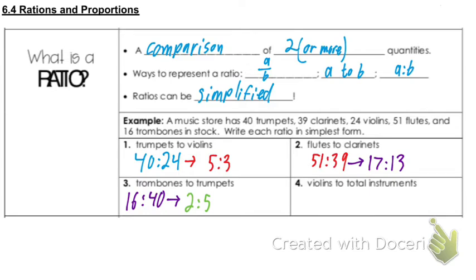Hold on, I have a question. For total instruments, would you even add the violins? Great question. What do we think it might say if it didn't want us to add in the violins? All instruments except violins, or all other instruments, something like that, right? Does it say that? No. So this leads me to believe that it is, in fact, all the instruments including violins.